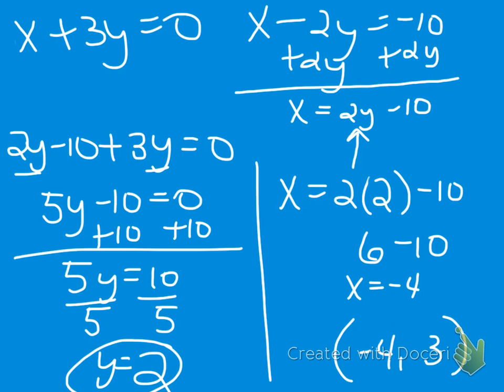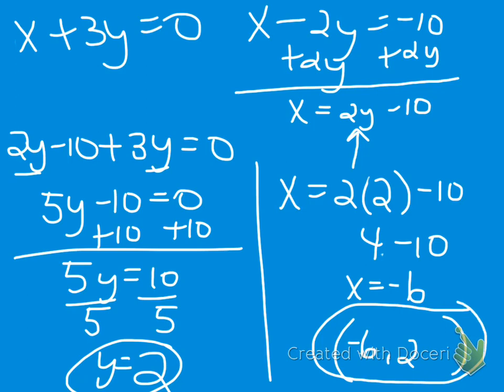So that makes 4 minus 10, which is going to be negative 6. Yes, that makes a lot of difference. Both of these are different. I don't know where I got that 3 from. Okay, so we got negative 6, comma 2. X always goes first. Okay, right, there we go. My bad.